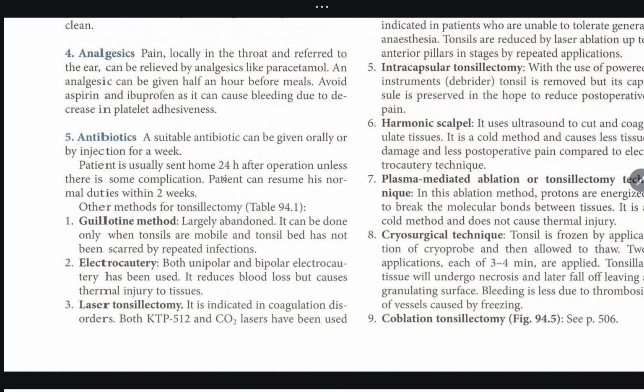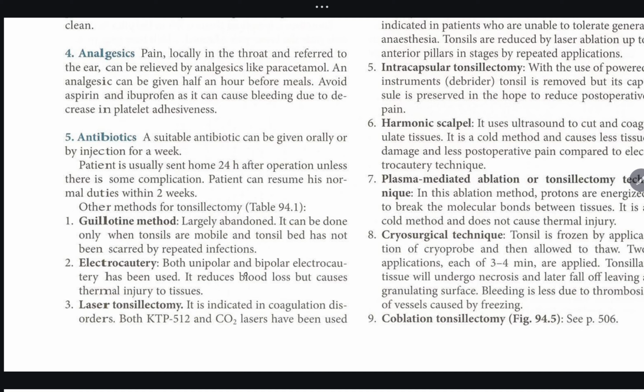Patient is usually sent home 24 hours after operation unless there is some complication. Patient can resume his normal duties within 2 weeks. Other methods for tonsillectomy. 1. Guillotine method. Largely abandoned. It can be done only when the tonsils are mobile and tonsil bed has not been scarred by repeated infection.